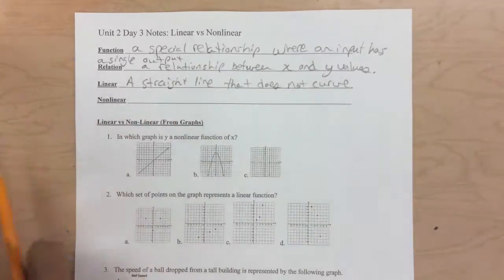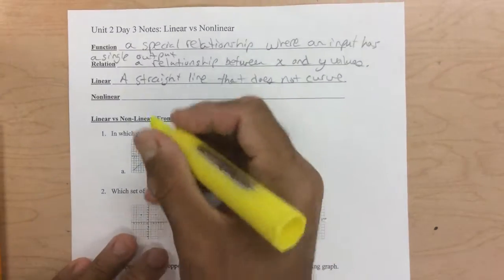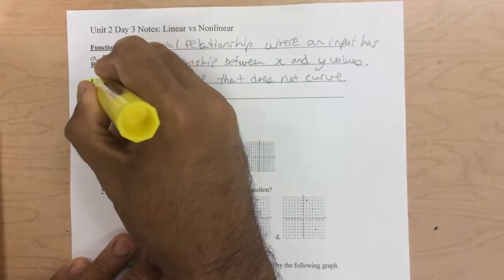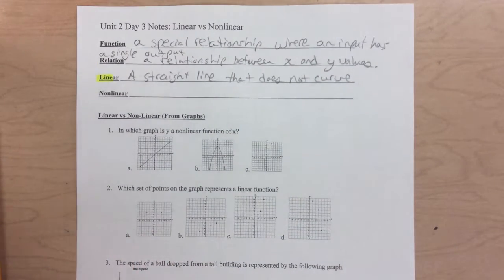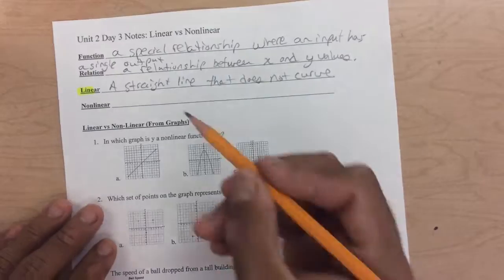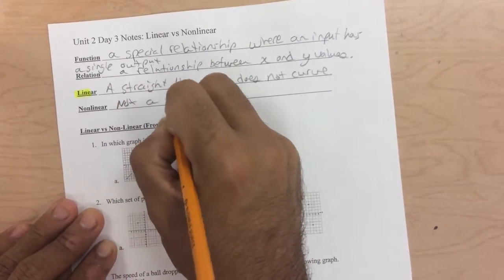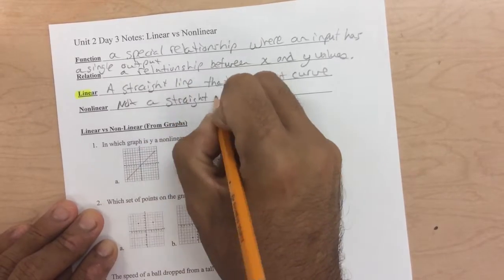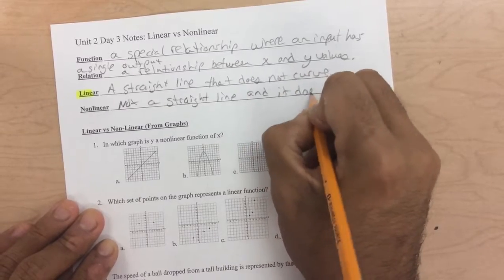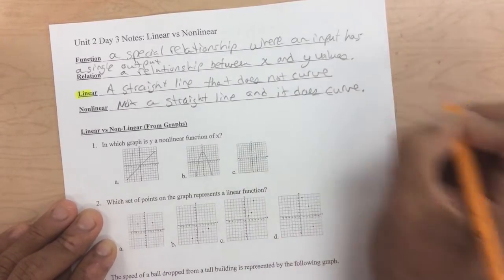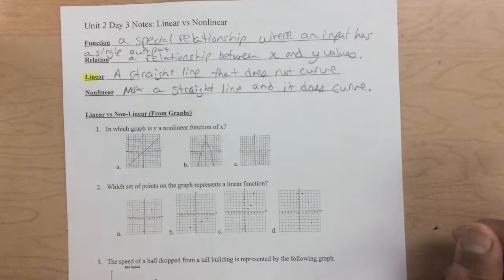And of course, if you look at the word linear, you will recognize that the word line is in there. Okay? So that's an easy way to remember what linear is: basically a straight line. Now, nonlinear is, of course, not a straight line, and it does curve. Now let's go ahead and move on to the examples.